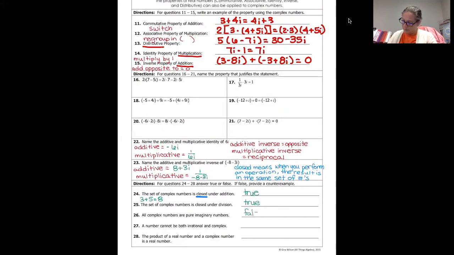All complex numbers are pure imaginary. That is false. We can have 3 plus 2i. That is not pure imaginary. That is just complex. A number cannot be both irrational and complex. That is also false, because we can have 3 plus i square root of 5. That's irrational and complex. The product of a real number and a complex number is a real number. Also false. We can use the distributive property to show that. 2 times 3 plus 2i is 6 plus 4i. That is not a real number. That is an imaginary number.